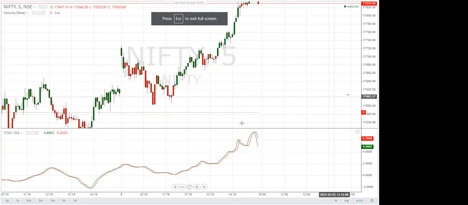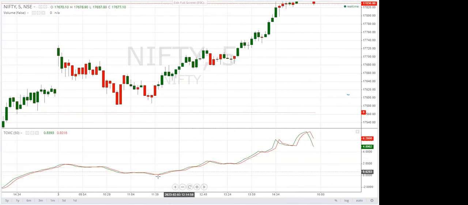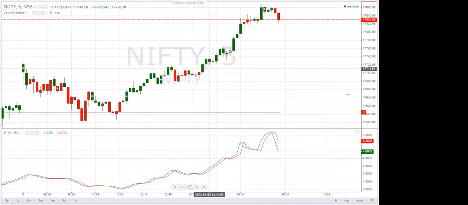So how do we understand this TCMC indicator? At the bottom we can see this is the TCMC indicator, and the same indicator logic will be applied here also. Now the thing is, whenever the green candle occurs, all the candles are green, right? And here we got one big green candle. All the candles are green color. Again, we got a green candle, and all the candles are green color.